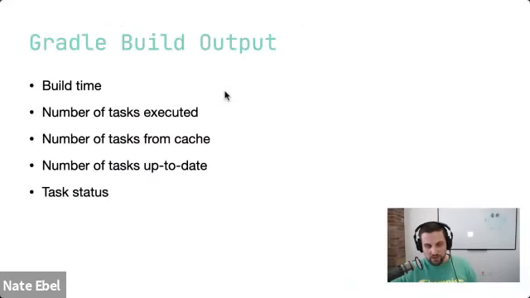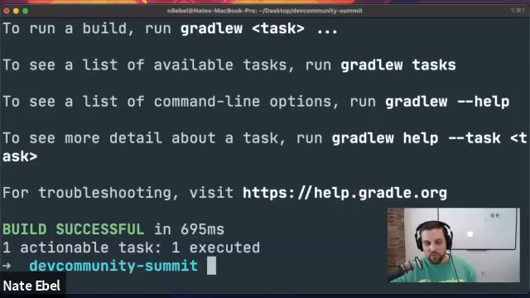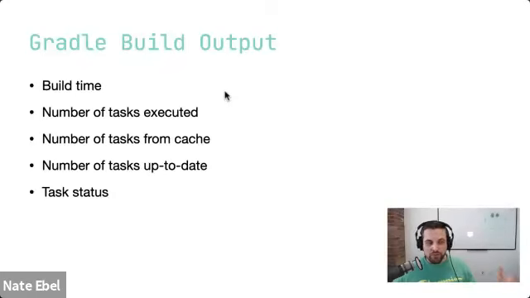So Gradle build output is really just what we see here in this terminal. We see build successful in 695 milliseconds, 1 actionable task, 1 executed task. This isn't particularly interesting because there wasn't a lot there, but this is the type of output that we get. It lets us know the build time, the number of tasks executed, the number of tasks from cache or up to date, the status. So that's a very low fidelity way of learning more about how much in our build is running. At this point, we want to see more things up to date or from cache. If everything is always being run, it means we probably have some work to do.